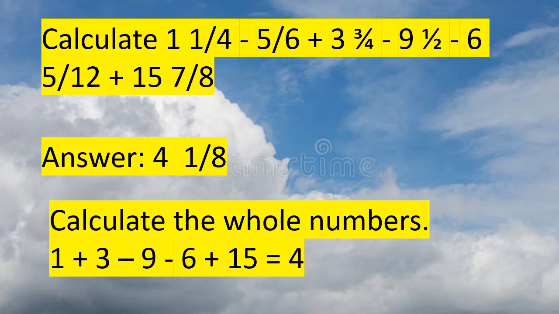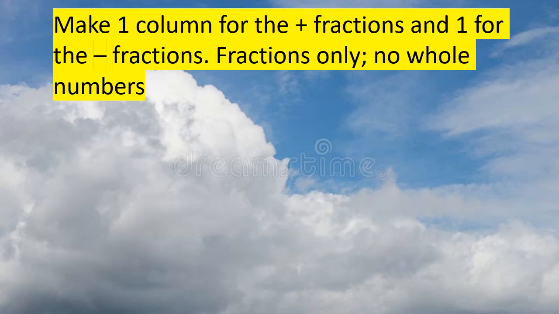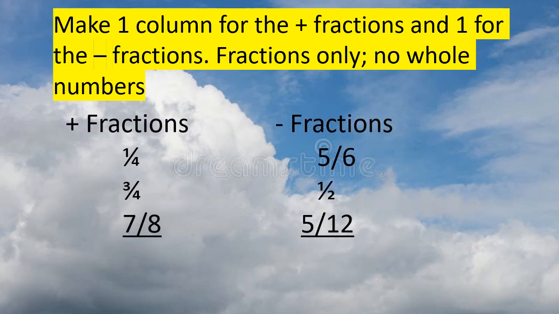Firstly, we calculate the whole numbers. 1 plus 3 minus 9 minus 6 plus 15 equals 4. So we make a column for the plus fractions and one for the minus fractions. And we're looking at the fractions only, no whole numbers. And they look like this. The plus fractions are 1 by 4, 3 by 4, and 7 by 8. The minus fractions are 5 by 6, 1 by 2, and 5 by 12. And the totals for the plus are 1, 7 by 8, and for the minus, 1, 3 by 4.